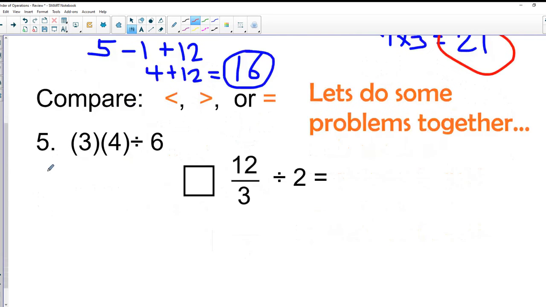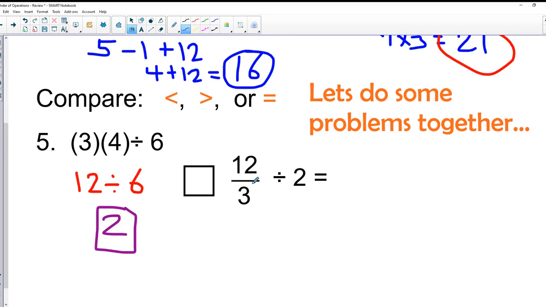Okay, number 5. 3 times 4 divided by 6. 3 times 4 is 12. 12 divided by 6. Well, everybody knows that 12 divided by 6 is just 2.